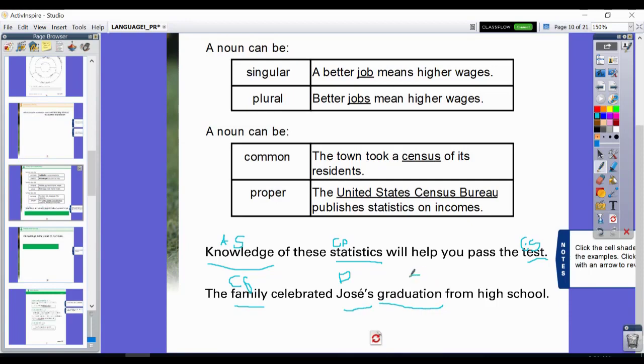Graduation is also a concrete noun, and high school is a concrete noun. These are both common nouns as well. If we said Pine Ridgeland High School, or put a name of a high school, it'd be proper and we would have to capitalize it.